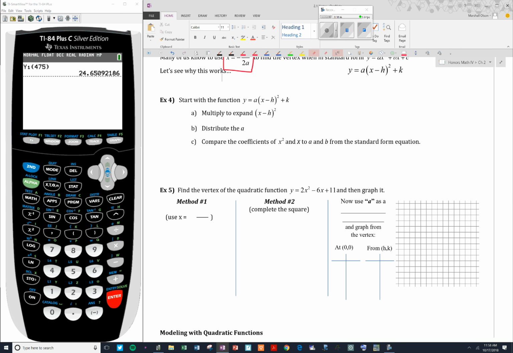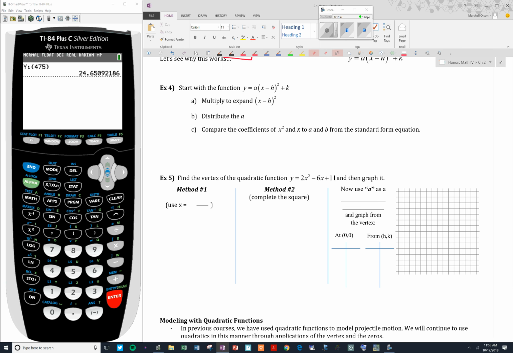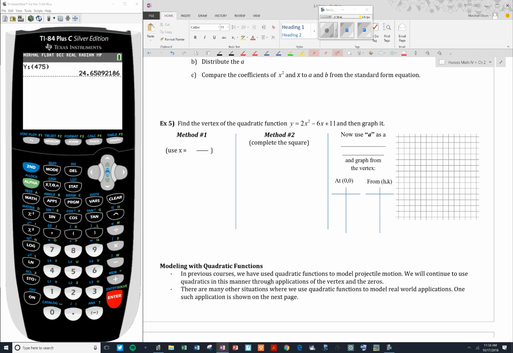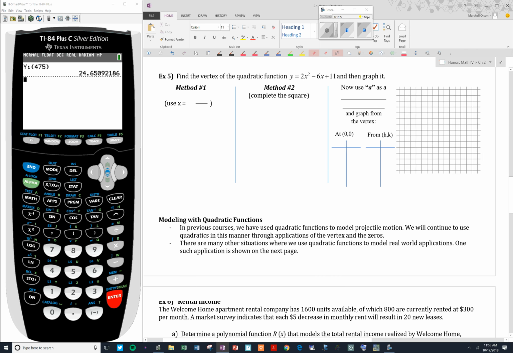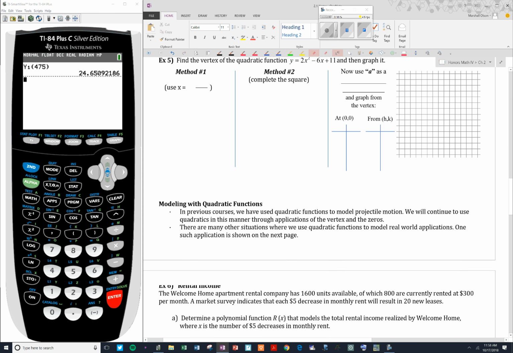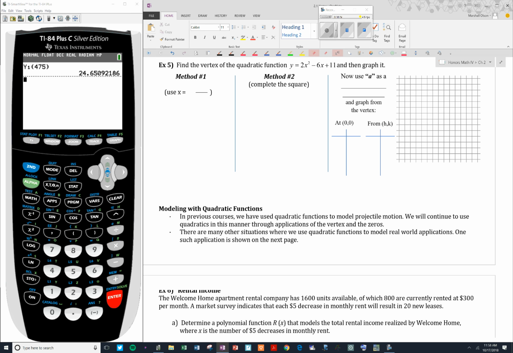We are going to skip example 4 there. If we have time, we might look at that in class. But that is not necessary to help us complete our examples here. It's just kind of a fun thing to do. So let's look at example 5 here.